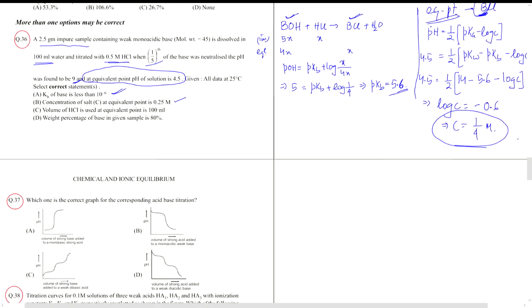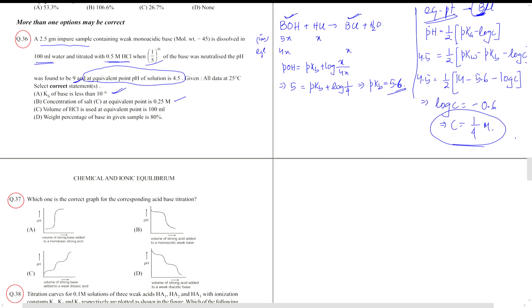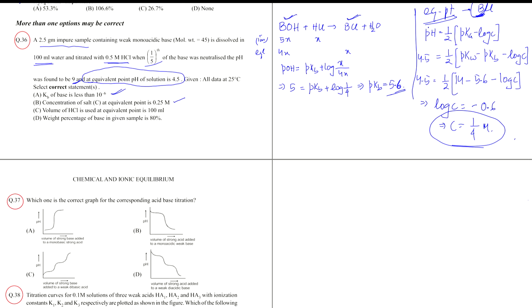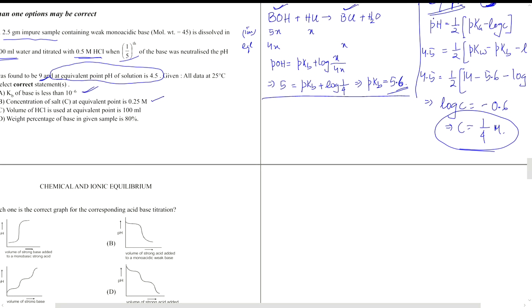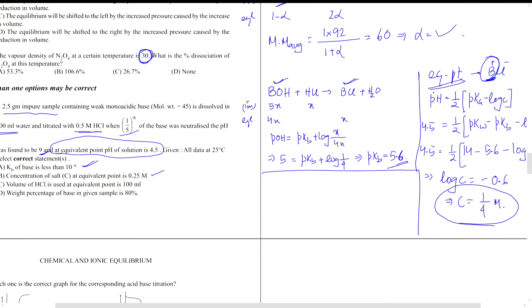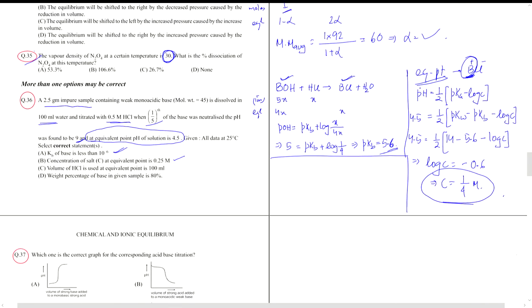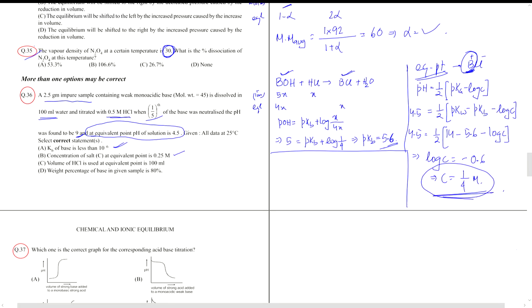Concentration of salt at equivalence point. The first is volume of HCl used at equivalence point and weight percentage of base in the sample. Now for volume of HCl used, I can use concentration of the salt which we just found out to calculate volume of HCl used.